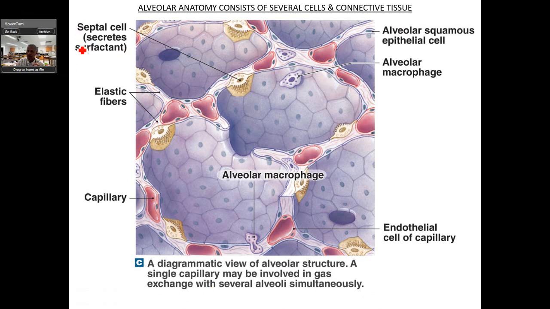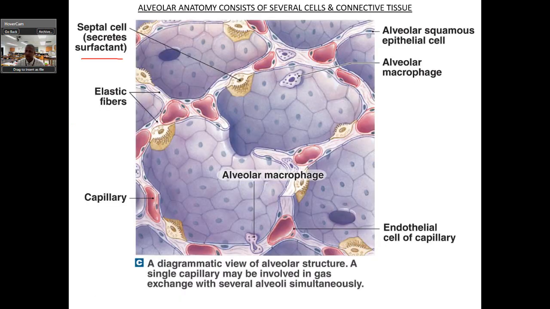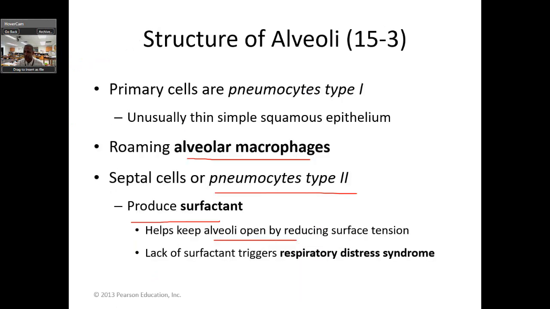All right, so this surfactant is what keeps the alveoli open, those passageways open. It secretes a substance called surfactant. So I went ahead and put this slide in here. You've got the alveolar macrophages, and here's the surfactant, and this is one of the things that helps keep the alveoli open. It reduces the surface tension. The special cell is called a pneumocyte. If you think about pneumonia, pneumocyte. There are two pneumocytes. Type 2 is the septal cell, and type 1 is the simple squamous cell.